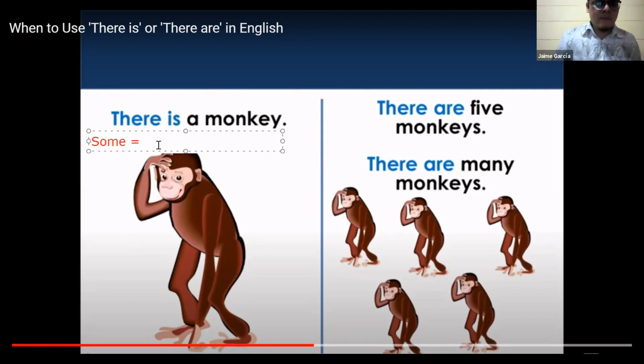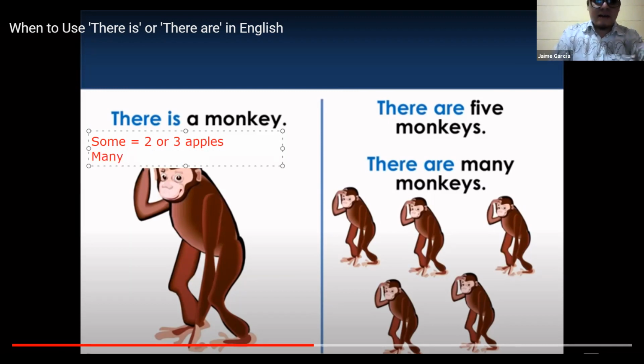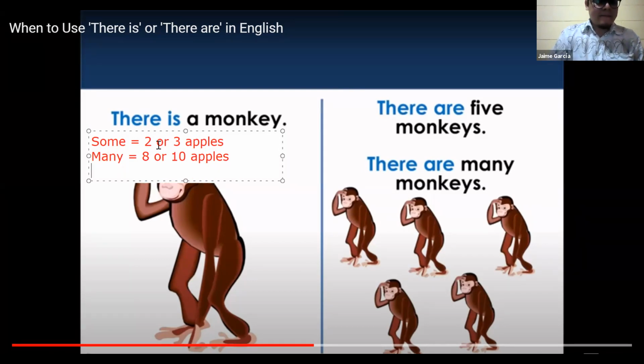Okay, so some, for example, 2 or 3, let's see, 2 or 3 apples. Okay, some, 2 or 3 apples. What about many? 8 or 10 apples, but that's many. Let's see, little. What about little?